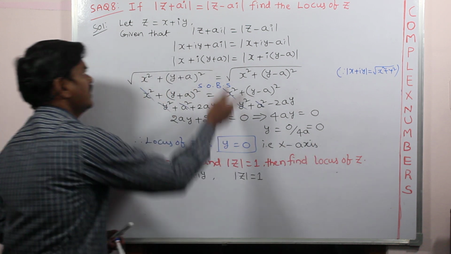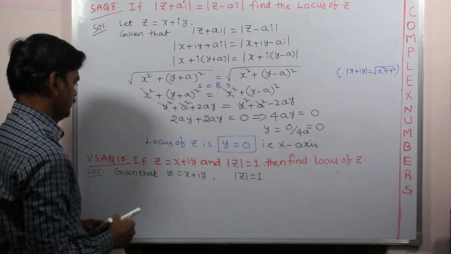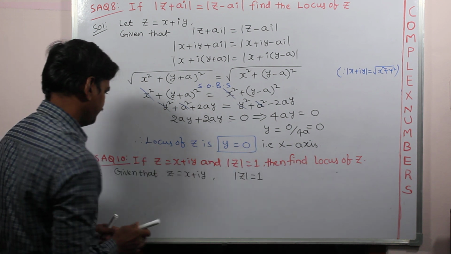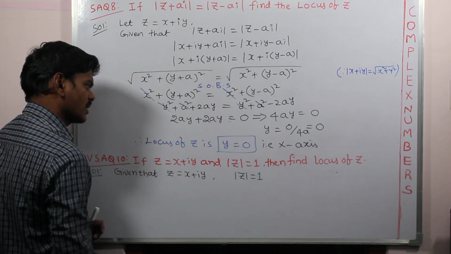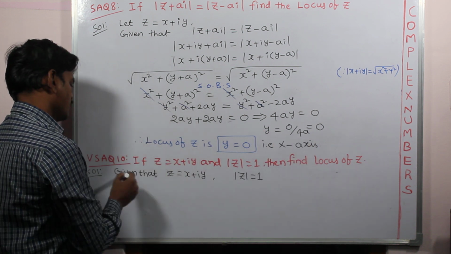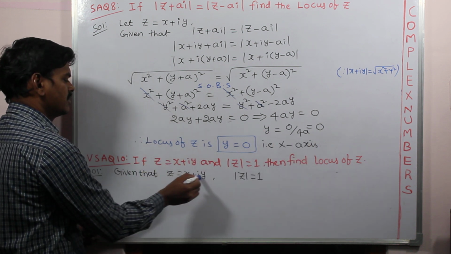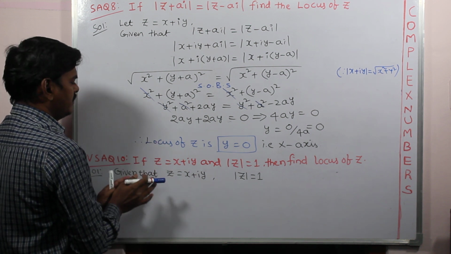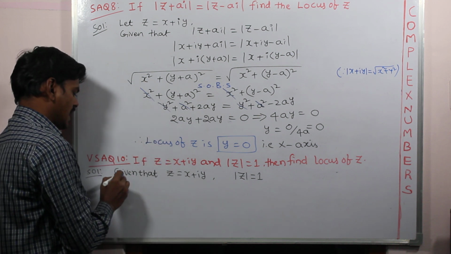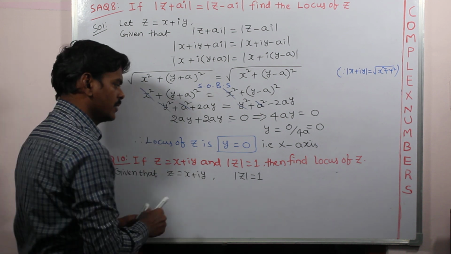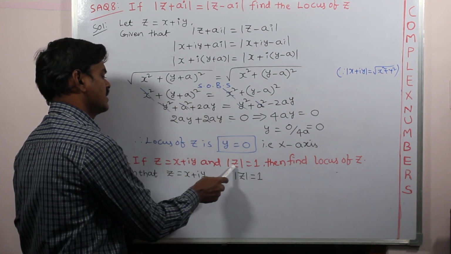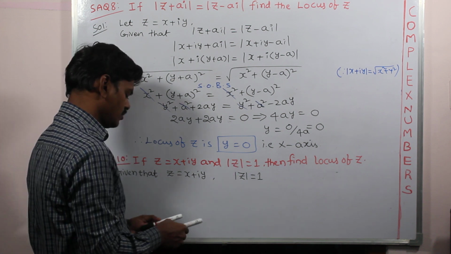Okay, in this way we can do this short answer question. Now we will see another VSAQ based on the locus concept. If z = x + iy and |z| = 1, then find the locus of z. Given is z = x + iy. If they have not given it, we have to assume it; already they gave, that's why I wrote it as it is. To find the locus of z, we will be given a condition for sure. This is the condition given: |z| = 1.